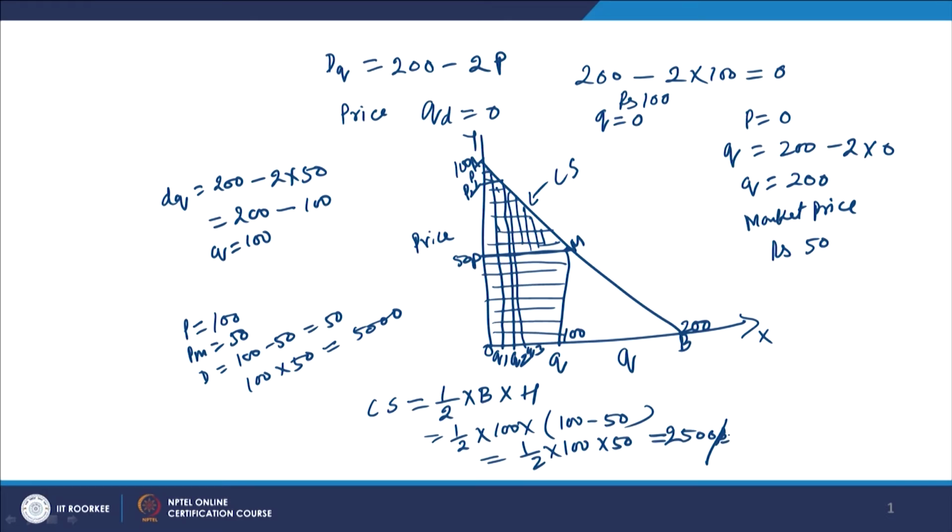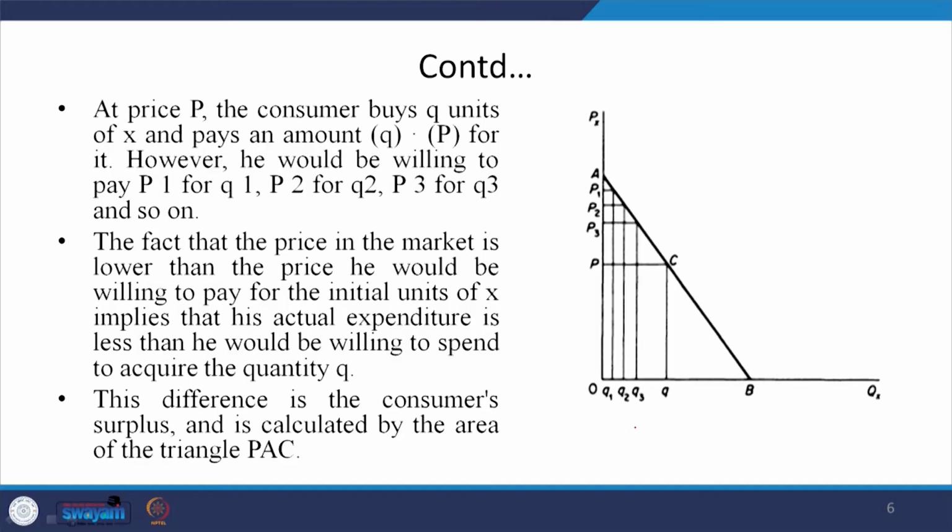So, you can easily estimate the consumer surplus according to the formula, 1 by 2 into base 100 and the net change in the price is 100 minus 50 equal to 50. So, 1 by 2 multiplied by 100 multiplied by 50 is equal to 2500. So, 2500 in this example is the consumer surplus. Okay. Now, these things I already explained to you.